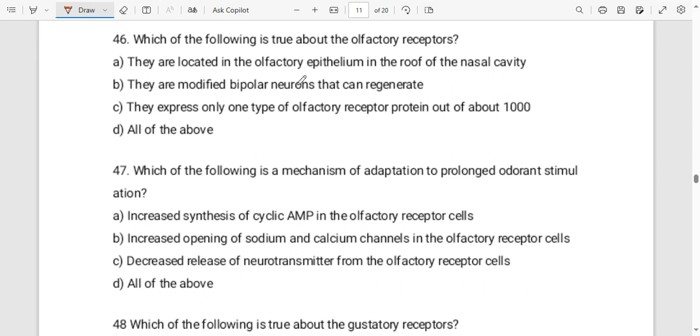Which of the following is true about the olfactory receptor? They are located in the olfactory epithelium in the roof of the nasal cavity. They are modified bipolar neurons that can regenerate. They express only one type of olfactory receptor protein out of about 1,000. All of the above. Anyone? It's also D. Thank you so much.